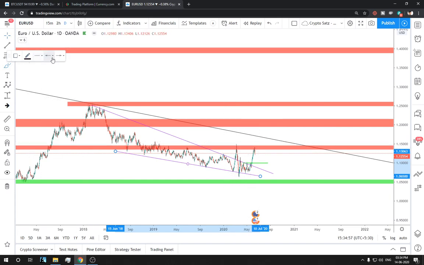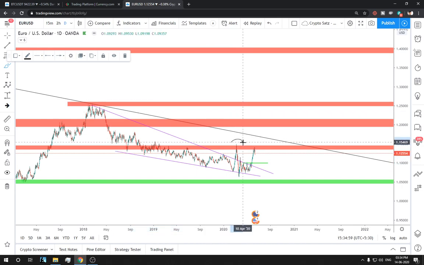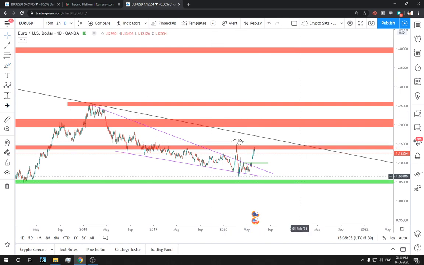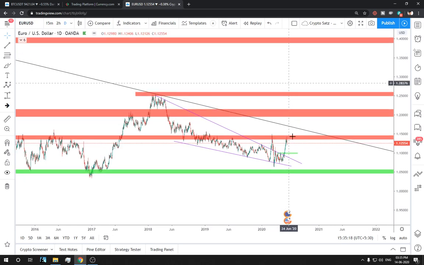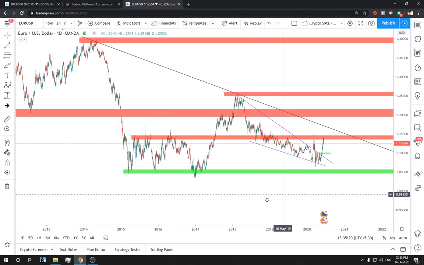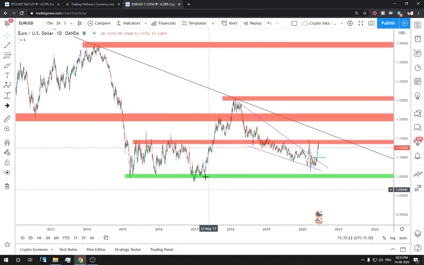Possibly we have a double top on this resistance. So to continue moving up, EURUSD needs to break two levels. These two levels it needs to break, so it gets momentum to break this resistance and go over here. And this is looking like one, so let's take the fibs and measure it out.